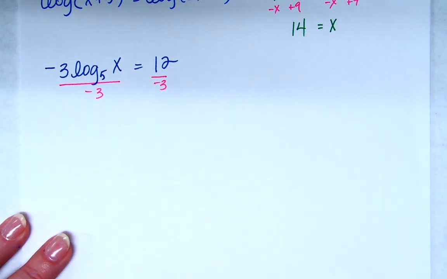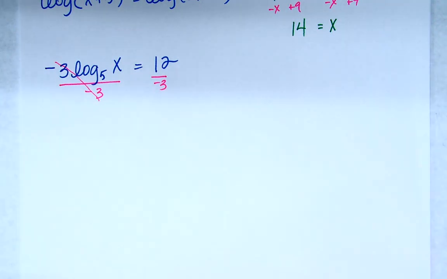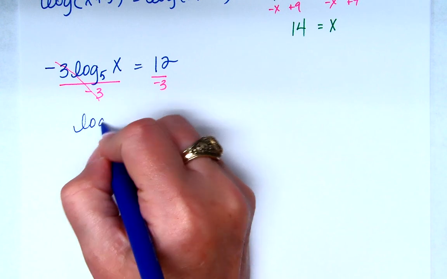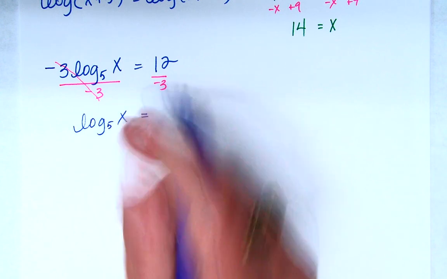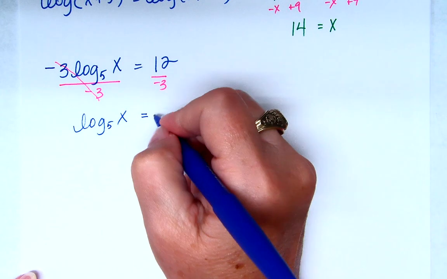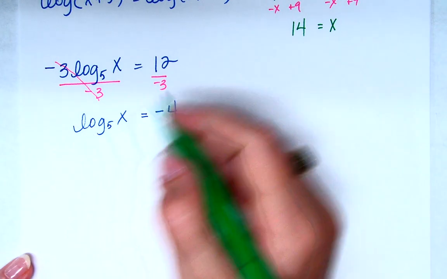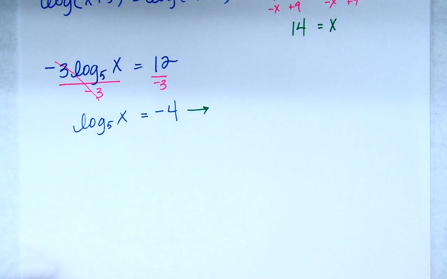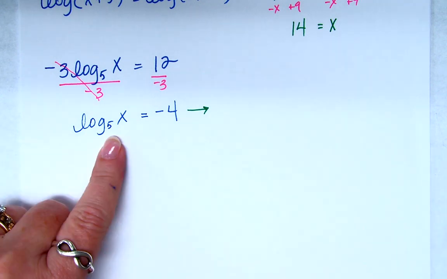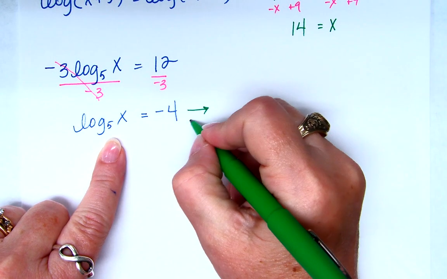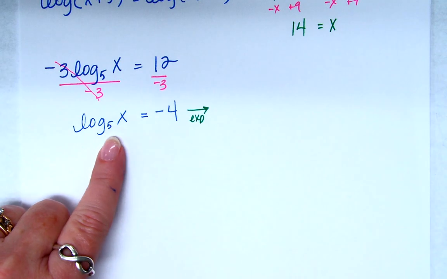Does that make sense? So negative 3 divided by negative 3, that leaves us with 1 on that side. So on the left-hand side, I just have log base 5 of x. And what does that equal? Negative 4. Now, is the log isolated? Once the log is isolated, where do I want to go now? Last time, when it was in exponential form, I took it to logarithmic form. Now that it's in logarithmic form, where do I want to take it? Exponential form.